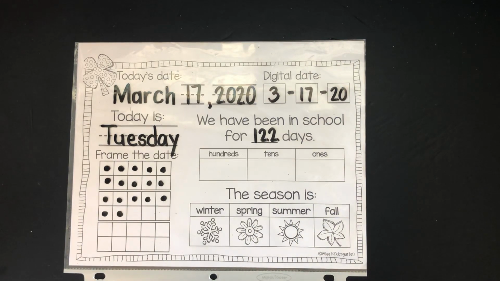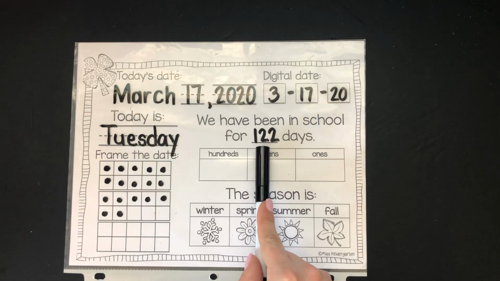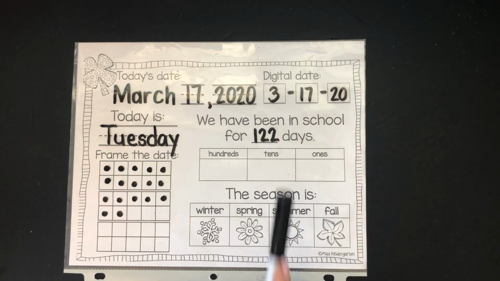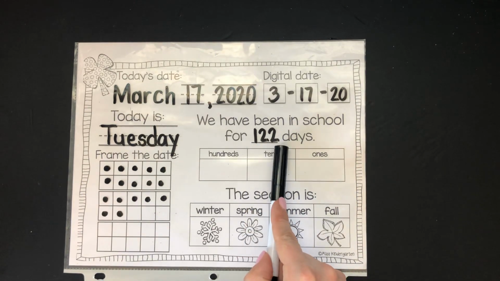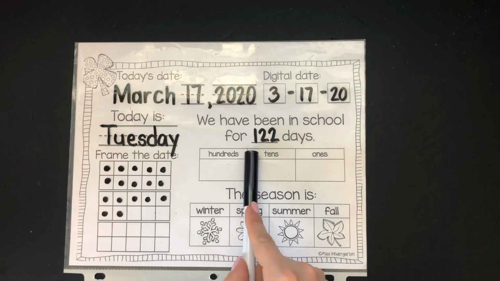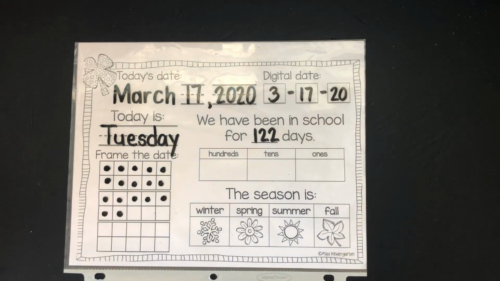Let's do our whisper voices first. Hundreds, tens, ones. Squeaky voice. Hundreds, tens, ones. Shout it. Hundreds, tens, ones. Great job.